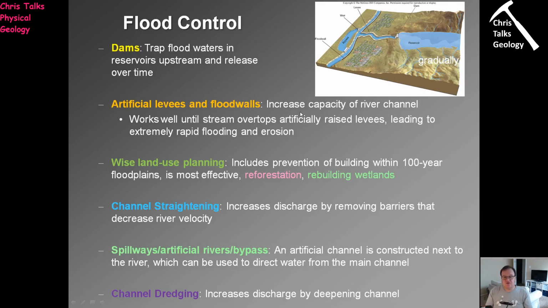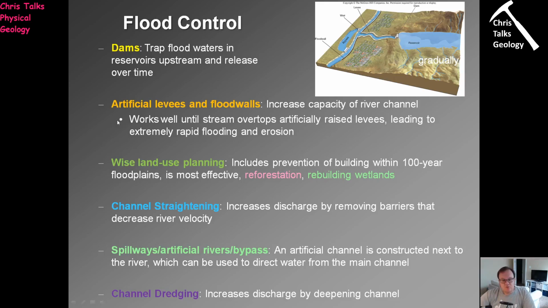The next option is artificial levees and flood walls. Obviously your river floods when it goes over the banks of the river. So how about you just make the banks really, really high? You can artificially build levees by simply piling up loads and loads of soil along the banks of the river, making them really, really high. Or you can build what are called flood walls. Flood walls are concrete panels that you literally just stick into the ground and hold in place with big steel supports. They form an artificial barrier to stop the river flooding.